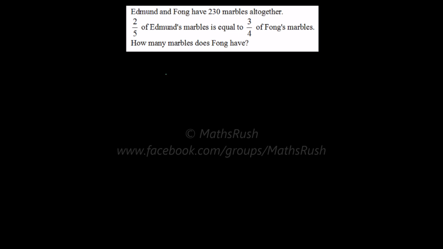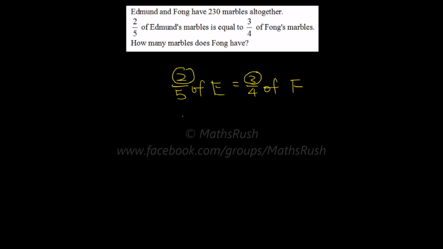Okay, so right now we're going to use the common numerator immediately to solve the question, as I mentioned earlier. First of all, just translate the fraction statement. 2/5 of Edmund is equal to 3/4 of Fong. Next, make the numerator the same. To make this the same, the common numerator of 2 and 3 would be 6.